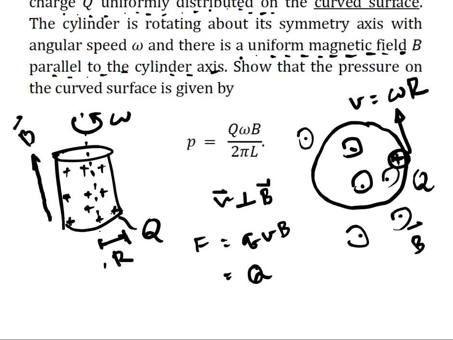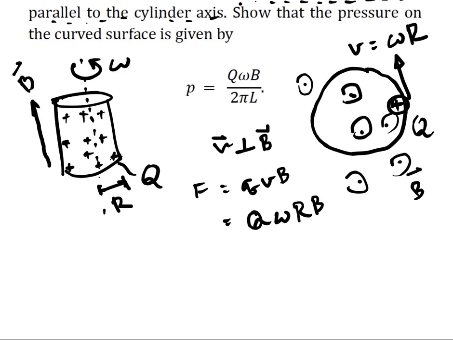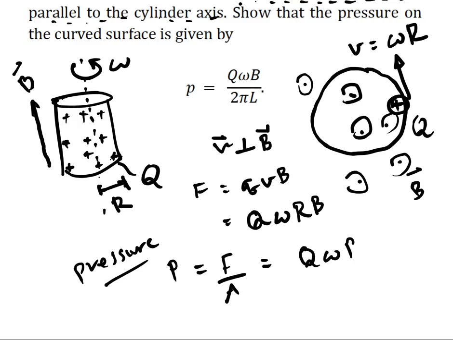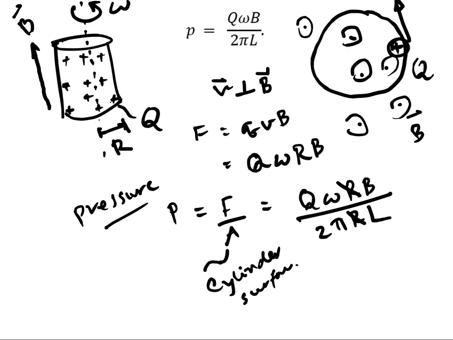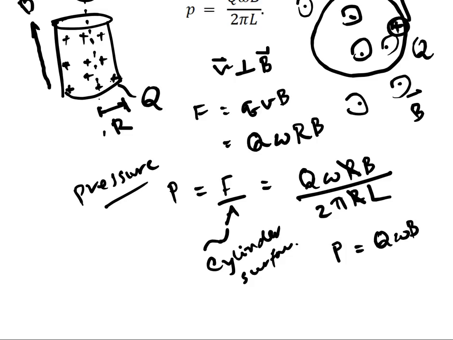If we consider all the charges in the system, we have the total charge Q times omega r times B. And if you want to find the pressure, we can simply divide the force by the area. So that is Q omega r B over the area of the cylindrical surface, which is 2 pi r, the circumference, times L, the length of the cylinder. So we cancel the r over here, and finally we get this expression for the pressure. And here is your answer.